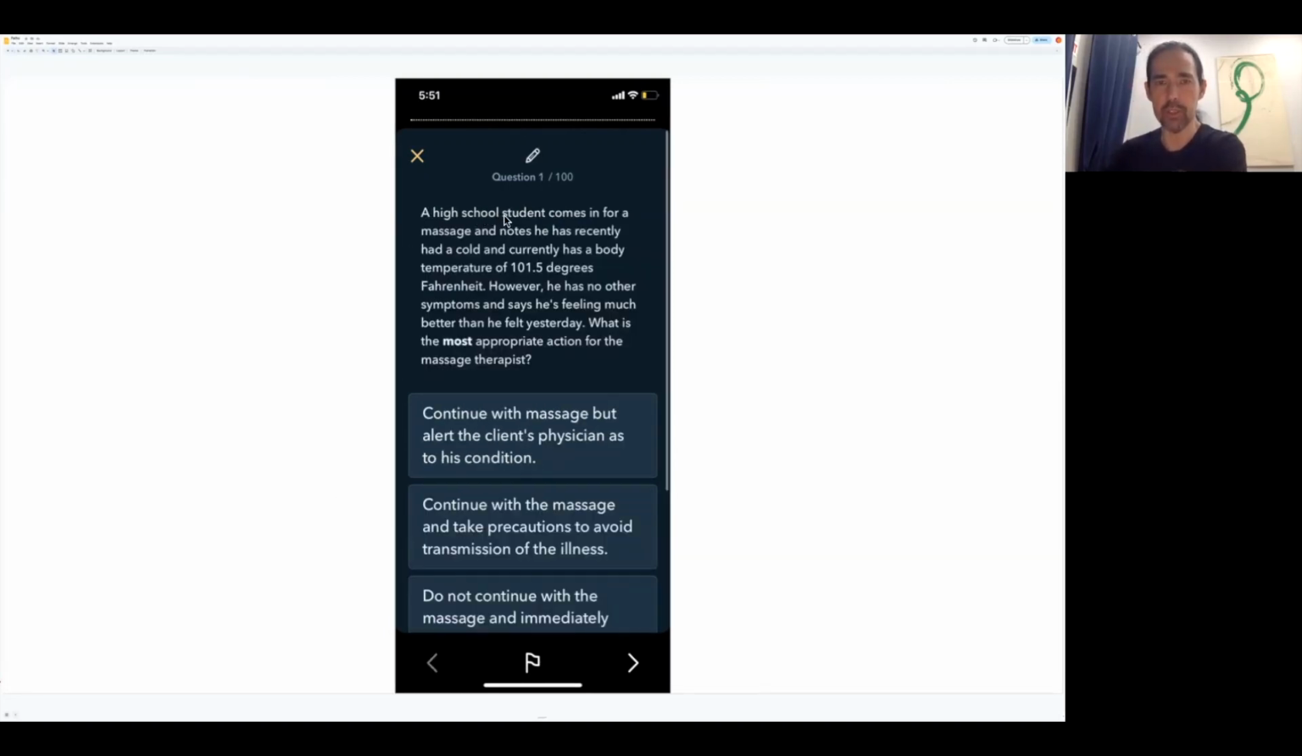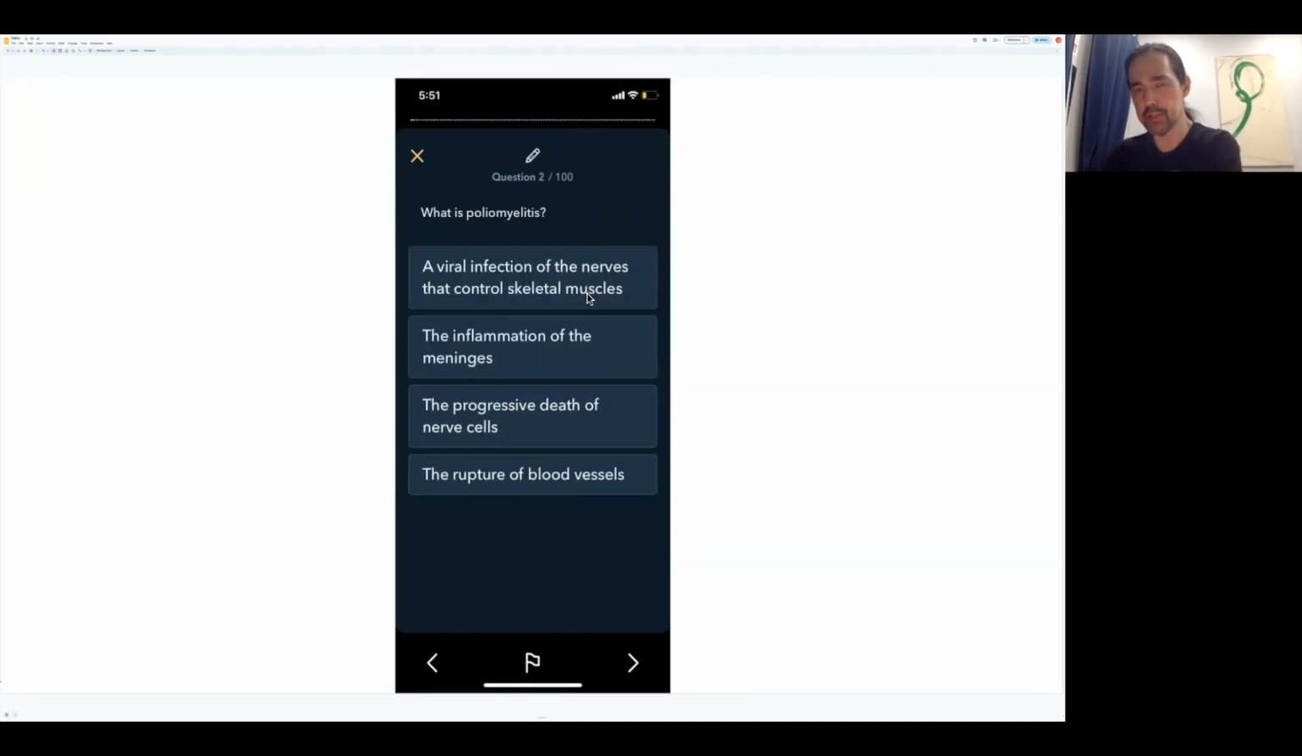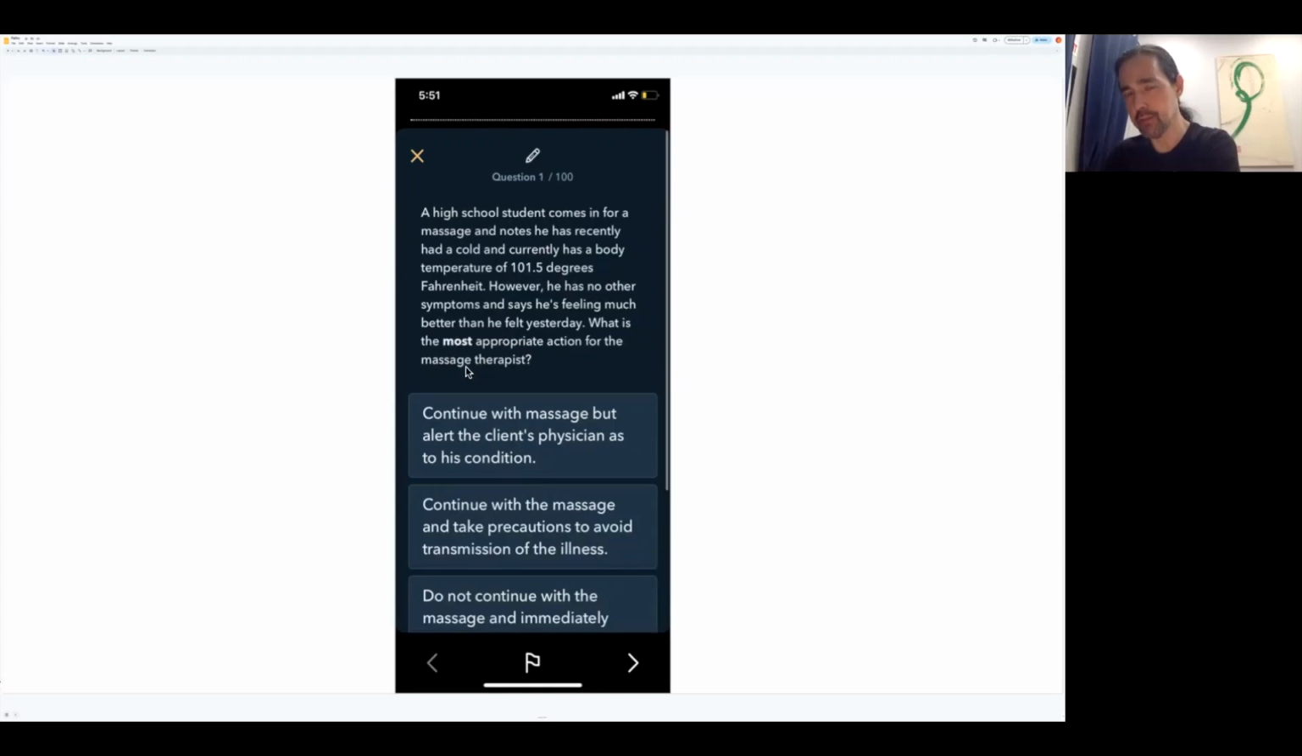Okay, what is poliomyelitis? A viral infection of the nerves that control skeletal muscles, the inflammation of the meninges, the progressive death of nerve cells, or the rupture of blood vessels. What do you guys say?